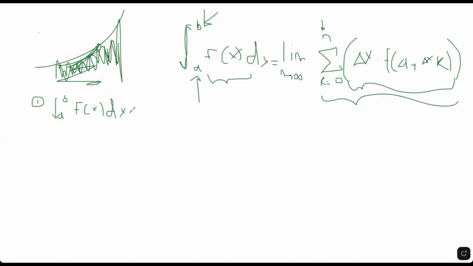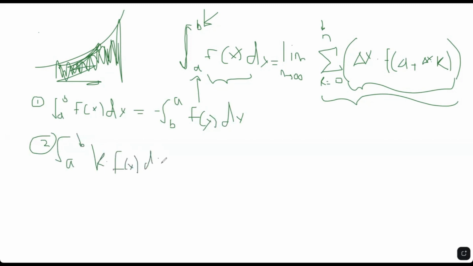But back to the properties of definite integrals. So this is equal to the negative integral from b to a of f of x dx. So basically you can just switch the bounds and you just have to take the negative of the integral. Second one, integral from a to b of k times f of x dx. You can move the k outside and you're going to get k times the integral from a to b of f of x dx.